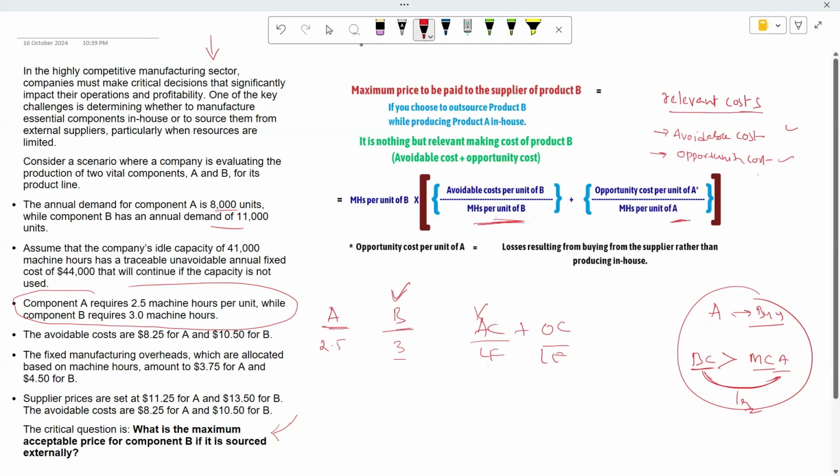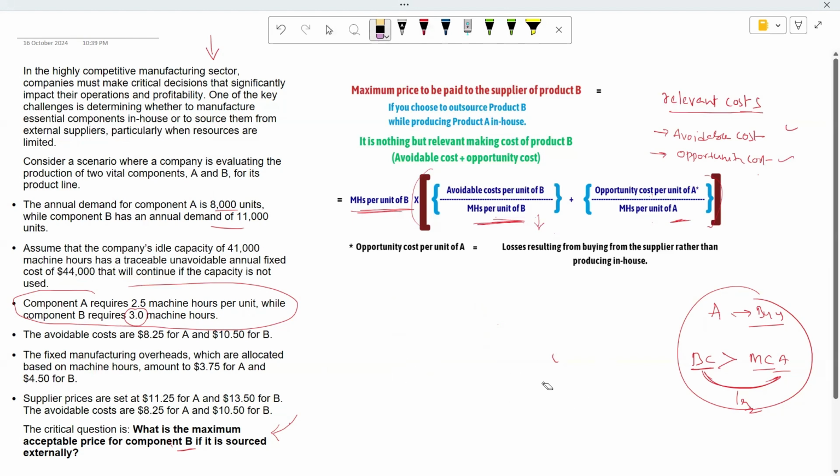And the machine hours for product A, we have to take 3 here. So finally, we will get the avoidable cost per machine hour and opportunity cost per machine hour, but we need component B 1 unit. So again, this answer, what you're getting here, needs to be multiplied with the machine hours of product B. So now let's solve this question.